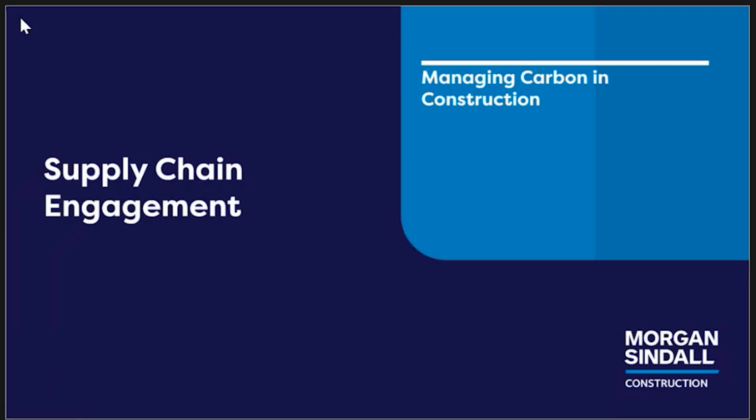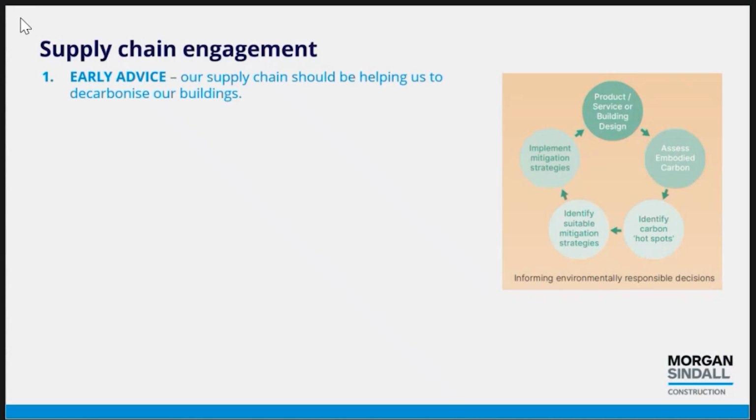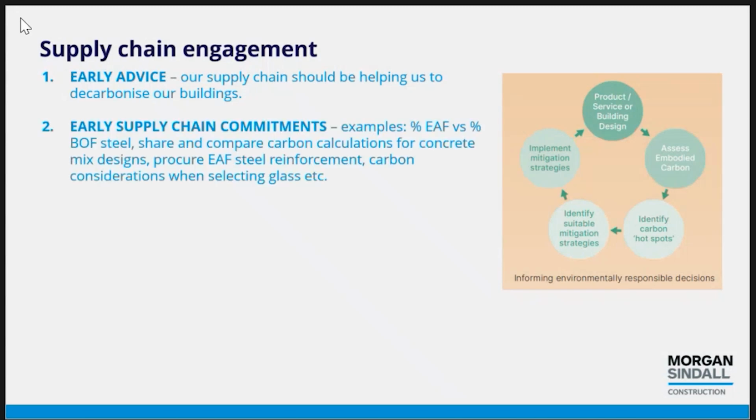Supply chain engagement. We can't do this alone. Most of the products come via our supply chain. We don't buy a lot of materials direct. So again, our supply chain should be helping us to decarbonise our buildings. They should get closer to the manufacturers, understand what they can really offer, and that will in turn help us by them giving us good early advice. Again, early supply chain commitment.